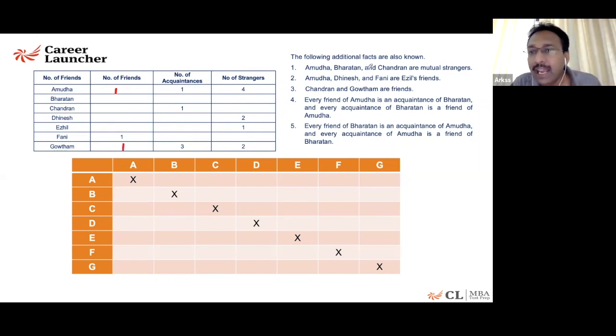Now, let's look at it. A, B, C are mutual strangers. So, A is a stranger to B, A is a stranger to C. B is a stranger to A, B is a stranger to C. Similarly, C is a stranger to A and B. So, this is done.